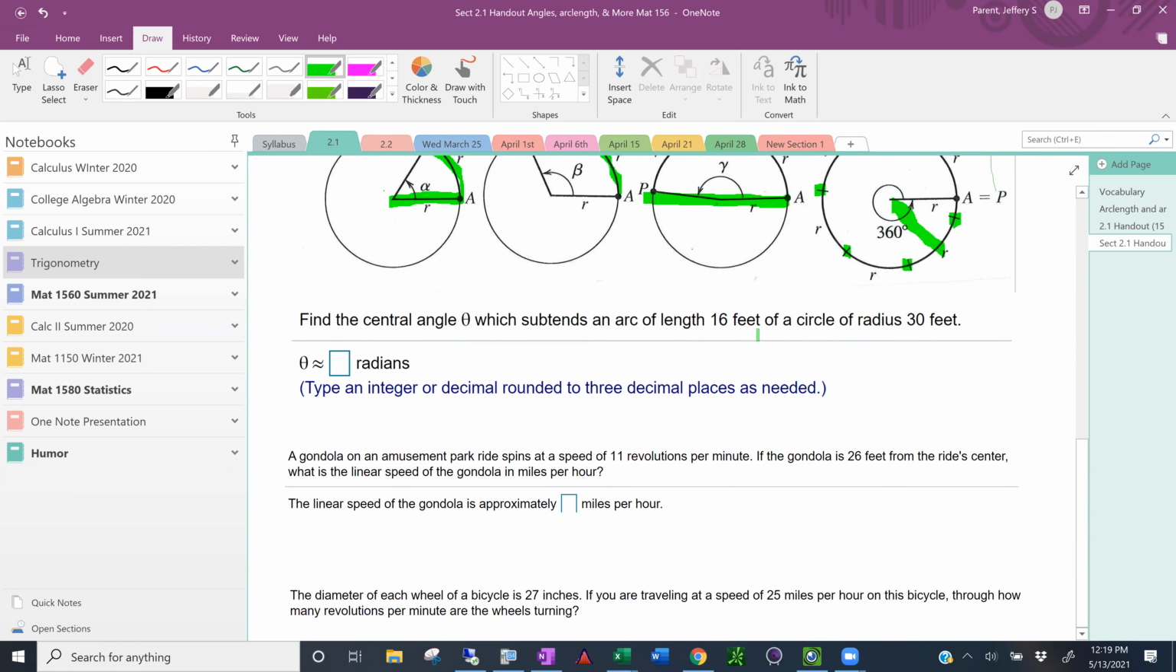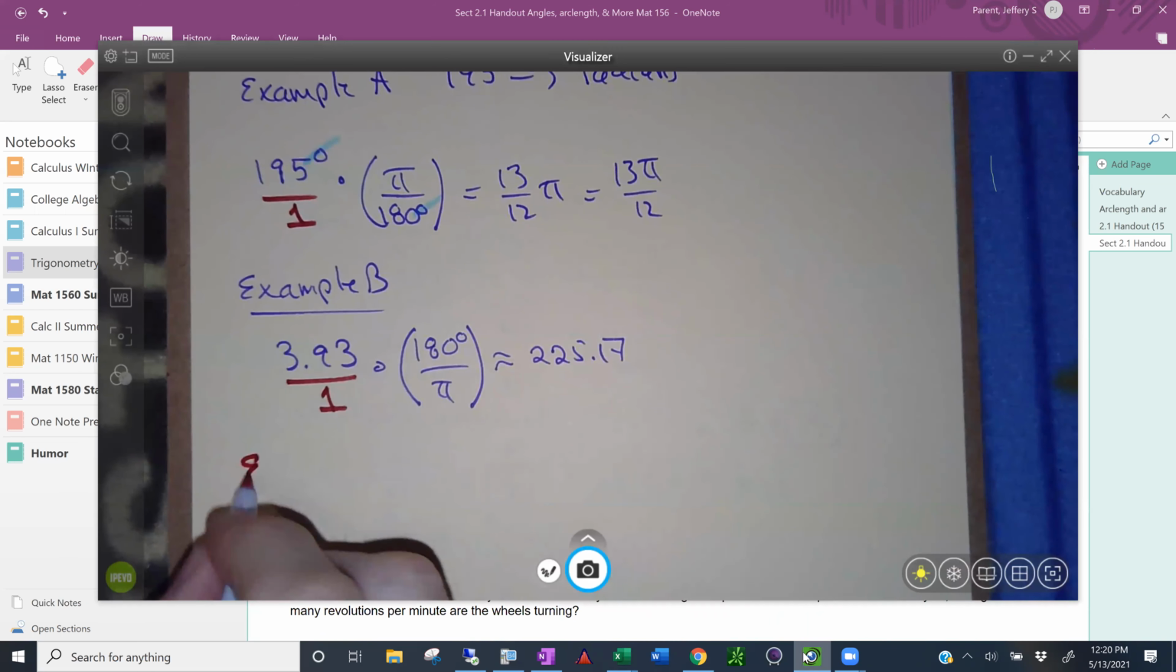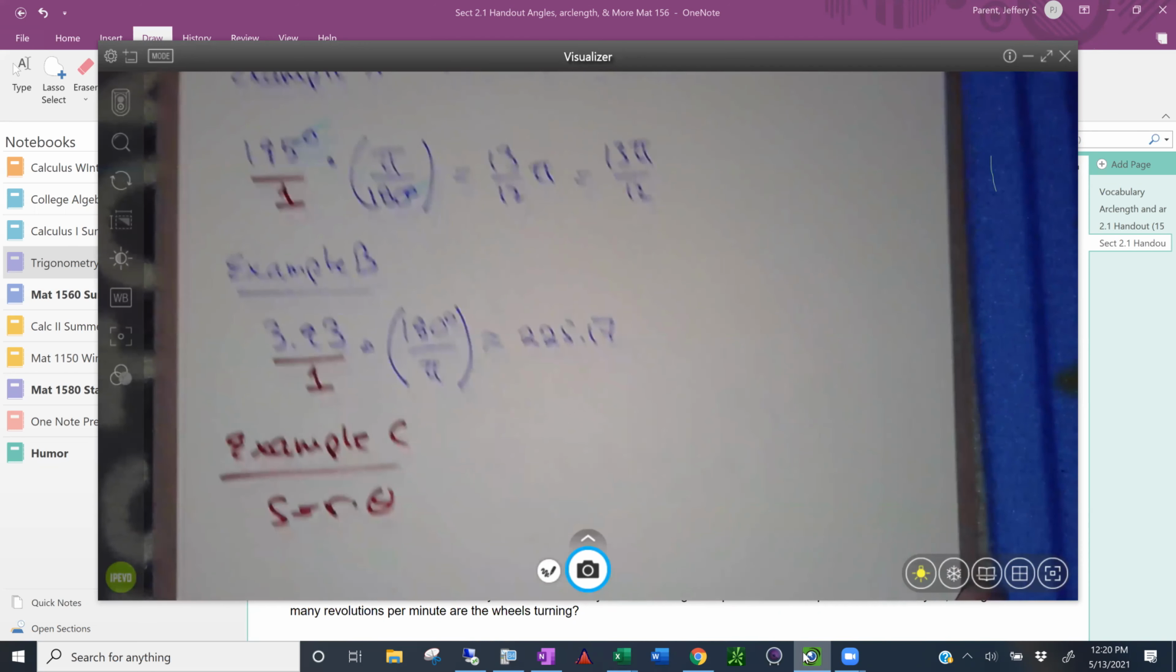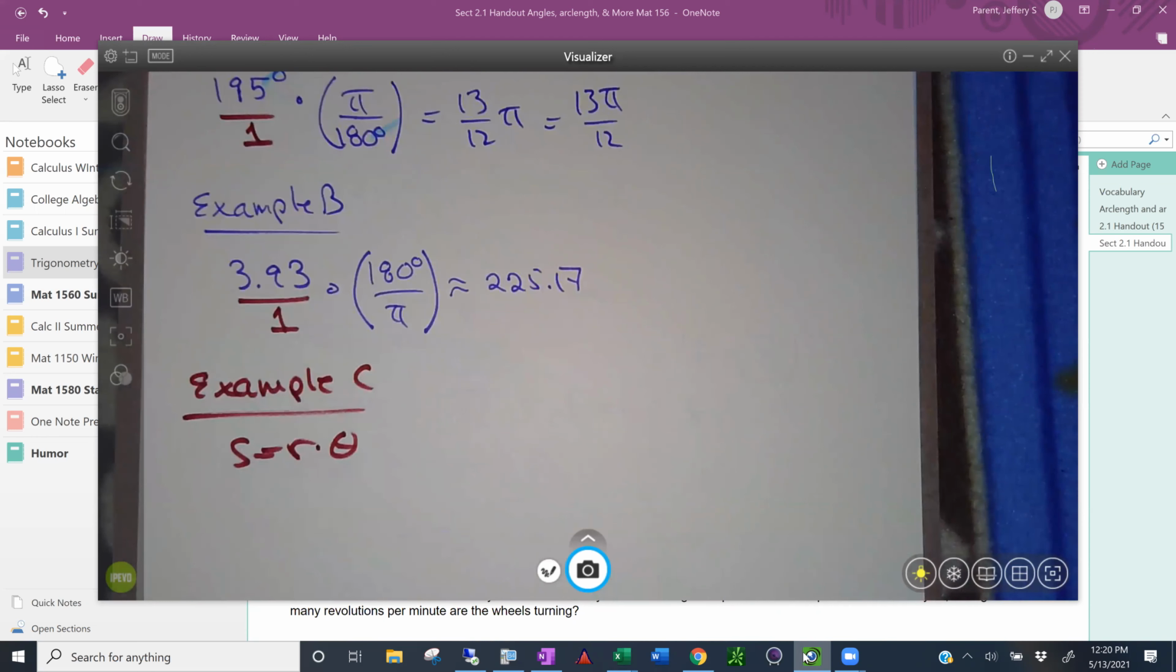Now there's a couple other types of problems that we dealt with in this section. One of them is a problem that deals with S equals R times theta. So example C, S equals R times theta. There's one thing that's important about this. Let me remind you what that stands for first. This is your arc length, R is the radius, and theta is your angle.